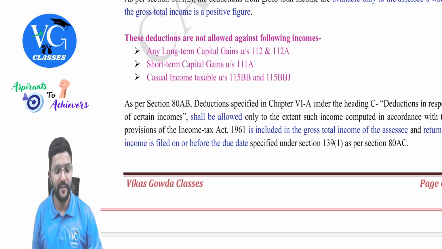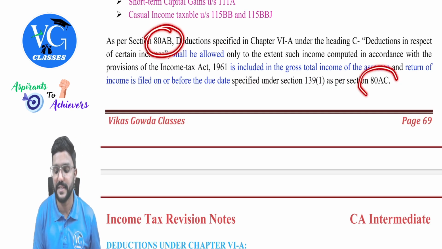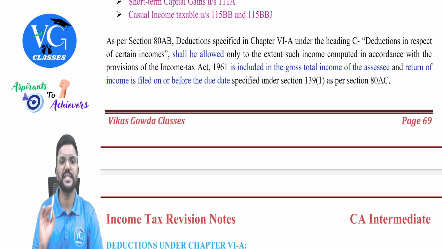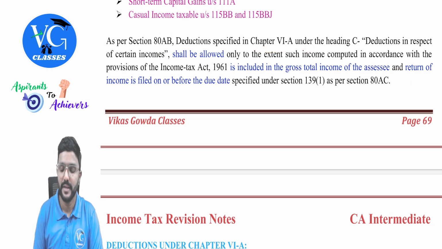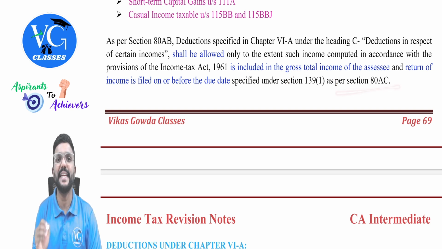Fine, sir. Then we have a provision with respect to income based deduction under sections 80AB and 80AC. What is it? We will see. As per section 80AB, deductions specified in Chapter VI-A under the heading C, that is, what we call income based deductions, deductions in respect of certain income, shall be allowed only to the extent such income, computed in accordance with the provisions of the Income Tax Act 1961, is included in the gross total income of the assessee before claiming deduction. And also, as per section 80AC, the return of income should be filed on or before the due date given in section 139 subsection 1.